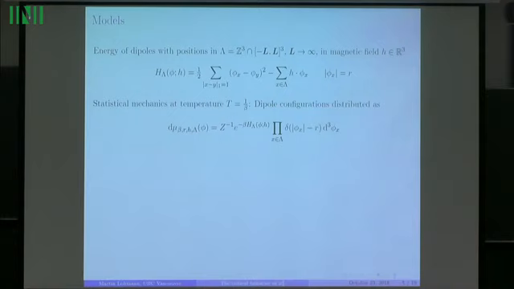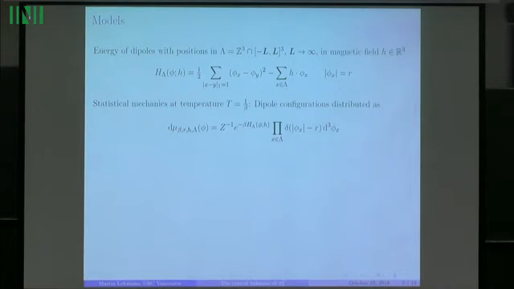And then statistical mechanics tells us that dipole configurations are distributed according to a probability measure like this. There's a product measure over just the Cartesian measure on the sphere here, and then there's this Gibbs factor, which is e to the minus the inverse temperature times the potential energy. And this constant Z here just normalizes the measure, so it's the integral of the Gibbs factor.